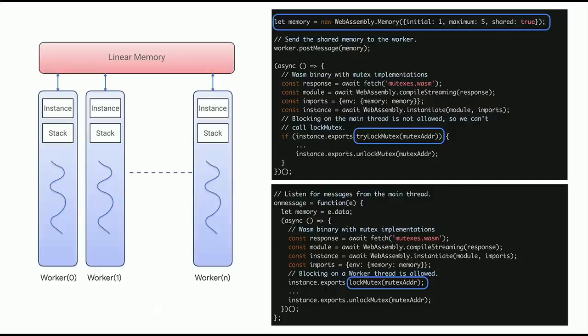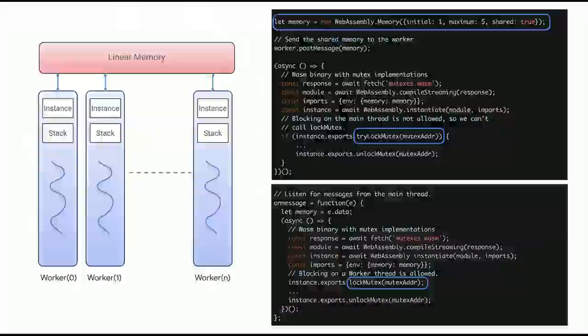If you look at it closely, there are subtle differences between what you would do in a worker versus what you would do on the main thread. So on the main thread, the try-lock mutex method is called, which tries to lock a mutex at the given address. It returns 1 if the mutex is successfully locked, or 0 otherwise. And on the worker thread, it will lock a mutex at the given address, retrying until it's successful. So basically, why this is the way it is, is that on the web, you can't actually block the main thread. And this is something that's useful to keep in mind when using the threading primitives.